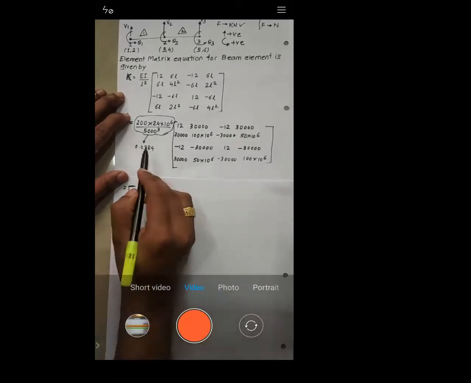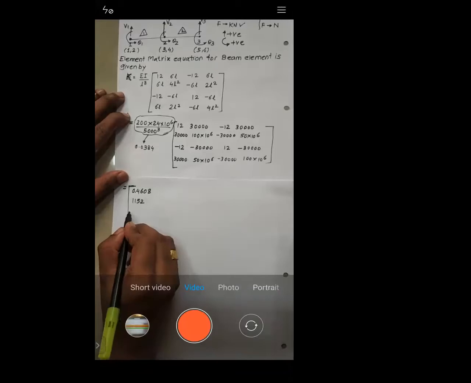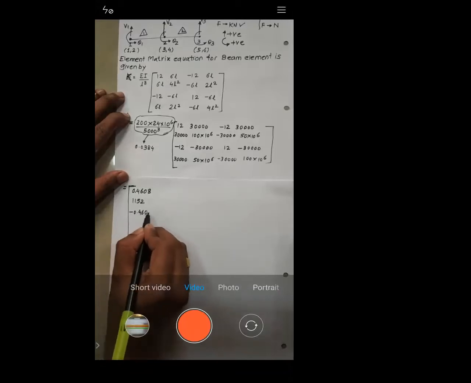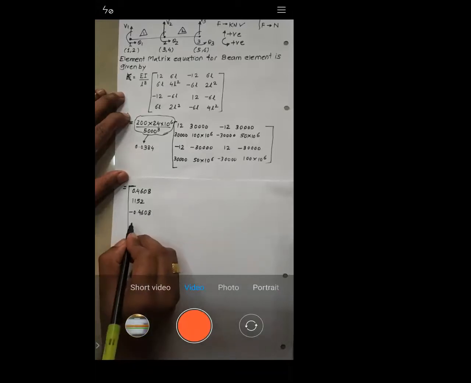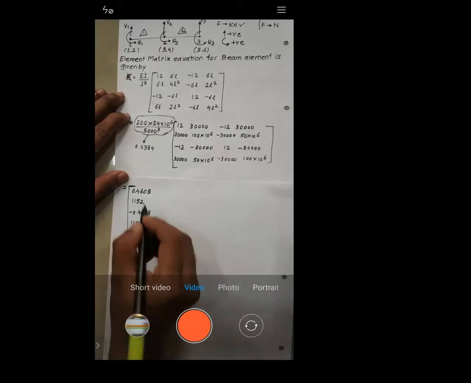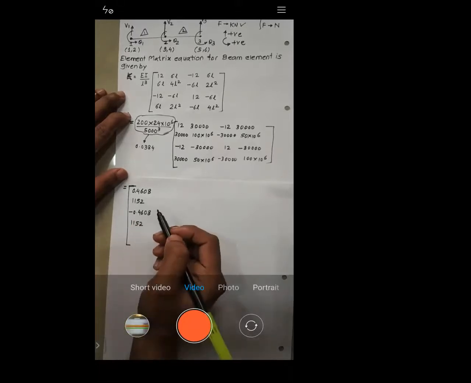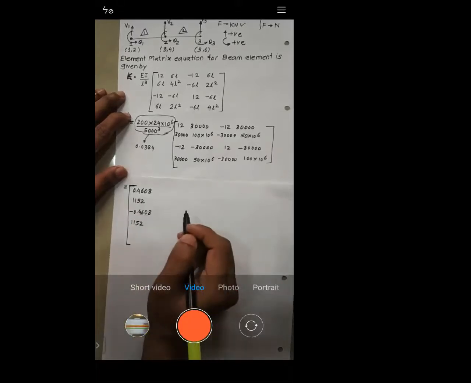Next you multiplied by minus 12. So this becomes minus 0.4608. Okay. Again multiplied by 1,000. 1152. 1152 point something. You're not getting something? Point something? No, sir.